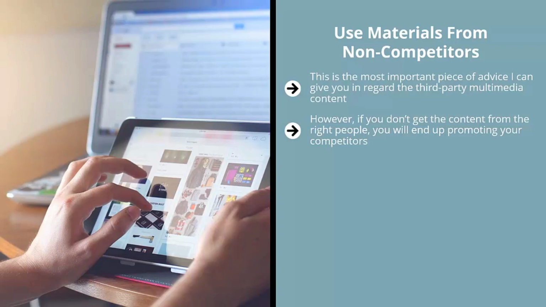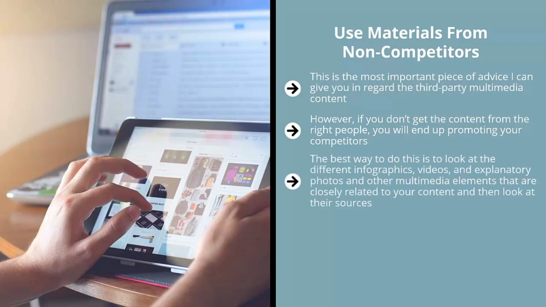I'm sure that's not your goal, right? The best way to do this is to look at the different infographics, videos, and explanatory photos and other multimedia elements that are closely related to your content, and then look at their sources. Are they directly competing with you, or are they kind of a general knowledge site that is basically just monetized by AdSense, or are they a nonprofit? If they're the latter, they're probably not competitors.